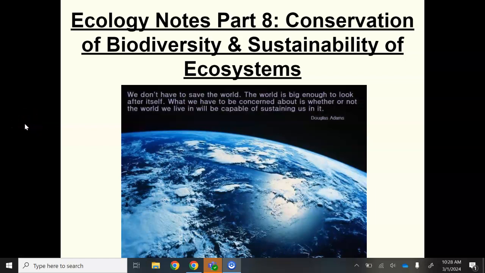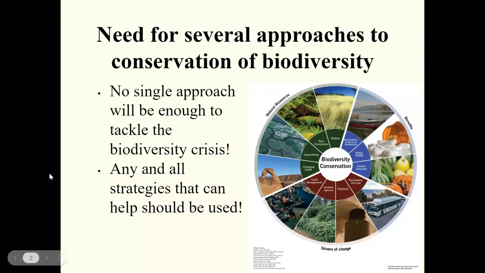The last section of ecology notes is on conservation of biodiversity and sustainability of ecosystems. We already know that conserving biodiversity is incredibly important, as the more biodiverse an ecosystem is, the more stable it would be considered to be, the more sustainable in the long run.